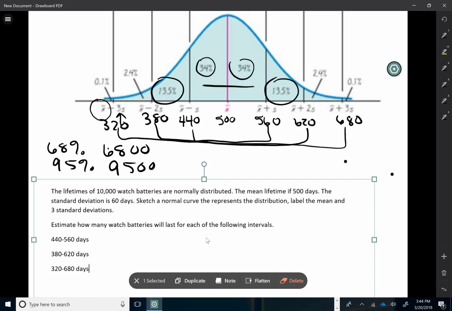The mean lifetime is 500. You've got 10,000 of these watch batteries, and when you're looking at these percentages, you're asking what percentage of these watch batteries will last. The percentage is marked in your graphic, and the standard deviation is marked at the bottom. So all of these problems would be similar in that way.